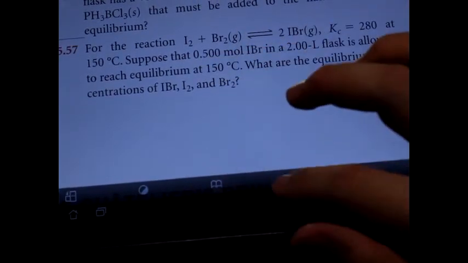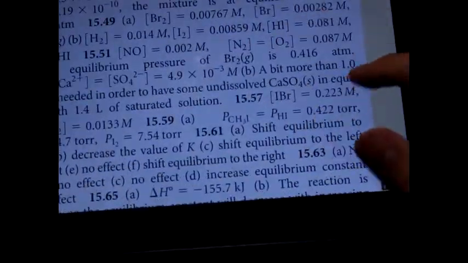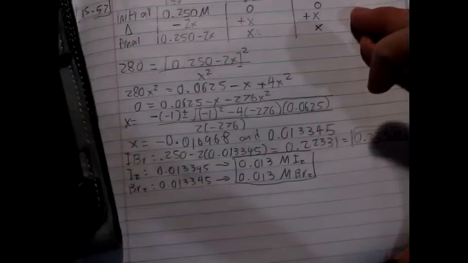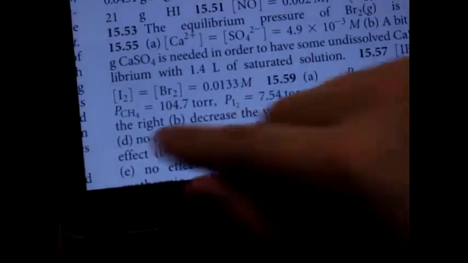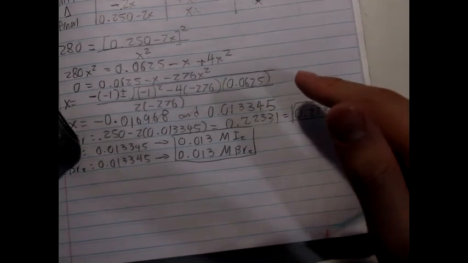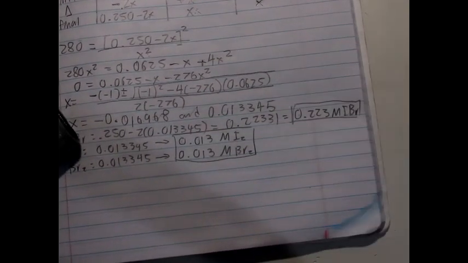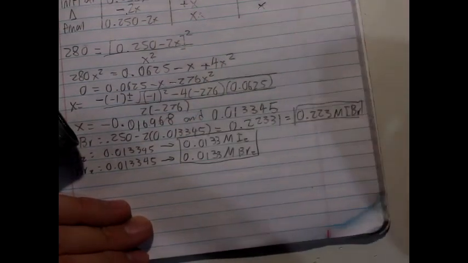So let's check these real quick. Answers. Please be correct. Okay, so yep. So 0.223 M for IBr. Let's see. I2, Br2, 0.0133. This is 0.013. Oh, so it is 3 sig figs, which is odd because it should be 2 sig figs. Well, I guess the book got it wrong, but I'll just do this, you know, whatever.